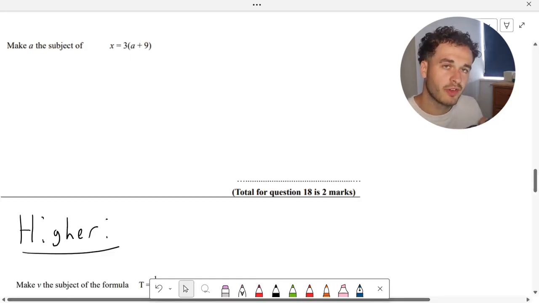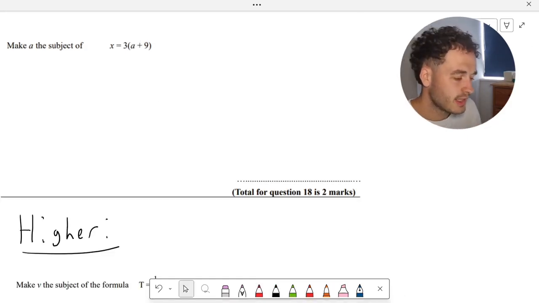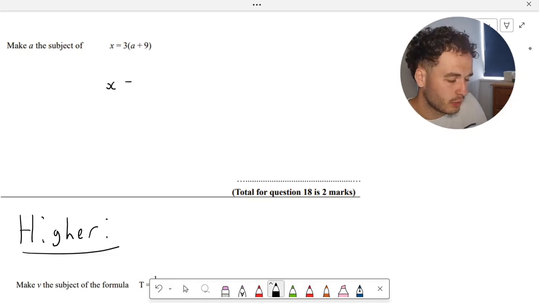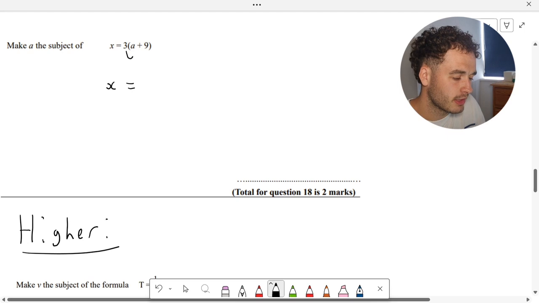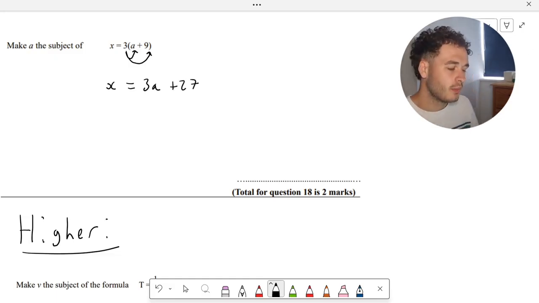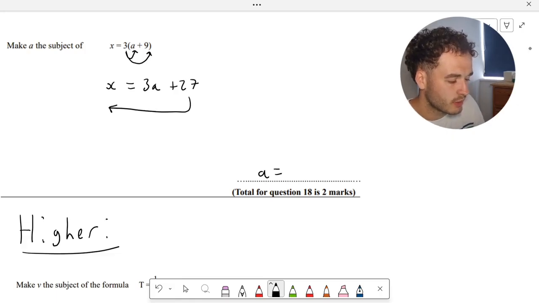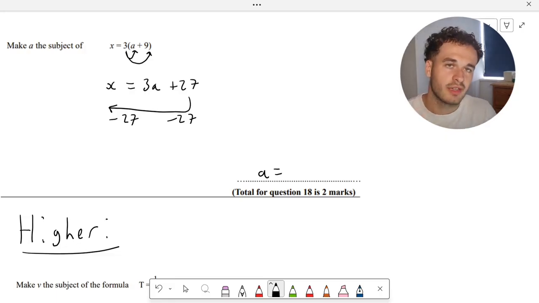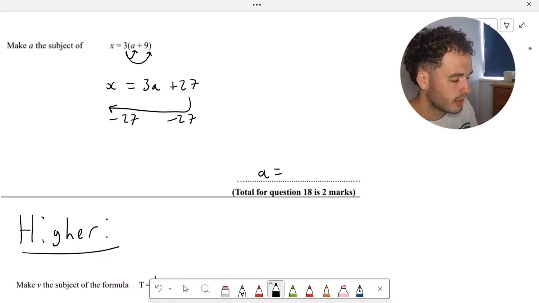Final question for both foundation and higher. Make a the subject. Well, x equals, I will make a video on this, expanding brackets, but to expand the brackets we do 3 times by a, which is 3a, and we do 3 times by 9, which is 27. That's them brackets expanded now. Well, we want to get closer to getting towards a equals, so we move this 27 over to the left hand side. Opposite of adding 27 is subtracting 27. So we now have x minus 27 equals 3a.